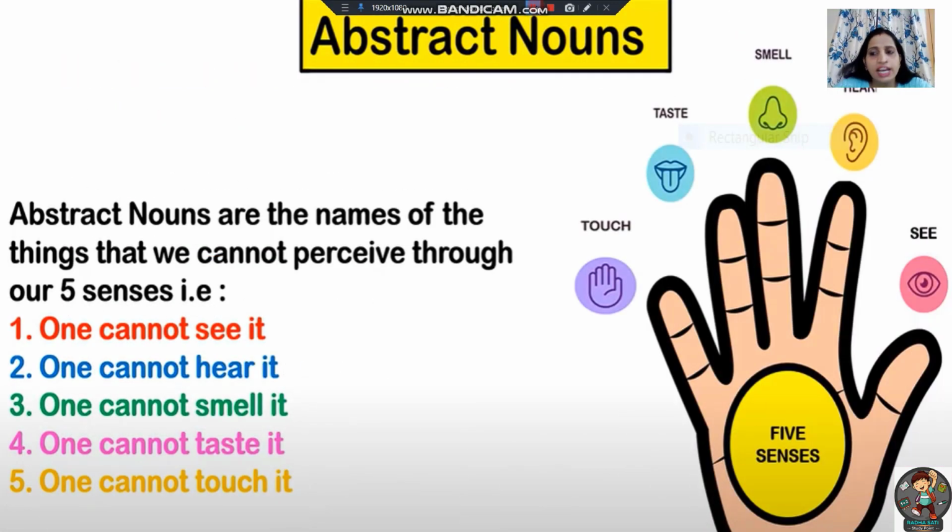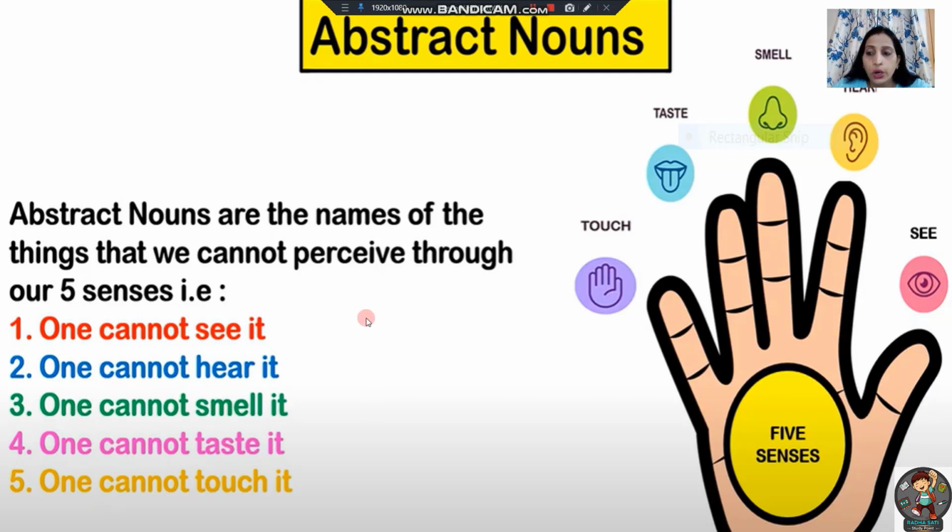So now the next type of noun which I am going to discuss today is abstract nouns. So abstract nouns are the names of the things that we cannot perceive through our five senses. For example, if I say that Ram is an honest person, so his honesty, it is a quality. One cannot see it. Nor can we see it. One cannot hear it. Nor can we hear it. One cannot smell it. One cannot taste it. Or one cannot touch it. That can only be felt.